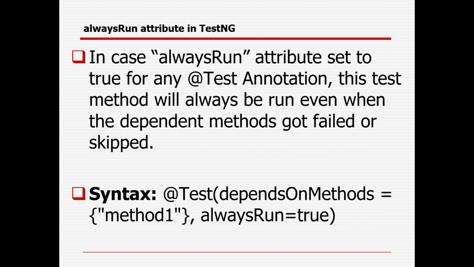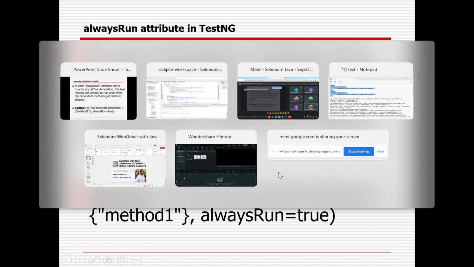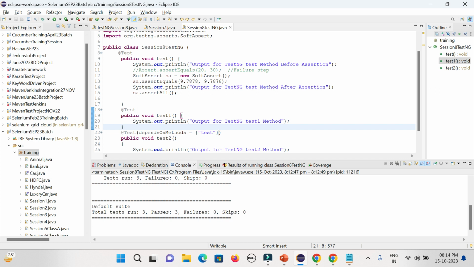Still, in case your dependent method fails but you still want to execute it, suppose sometimes your other method has some particular step like validating only the URL. So maybe the execution happened, but some field was not available, but your URL was correct, right? Or maybe you want to quit the browser, whatever it is. So you always want to execute that one. So you can make it always run equal to true here. So here I will be using a comma, always run equal to true.